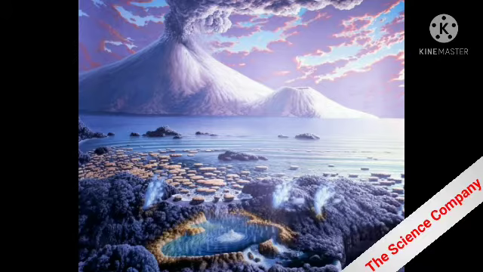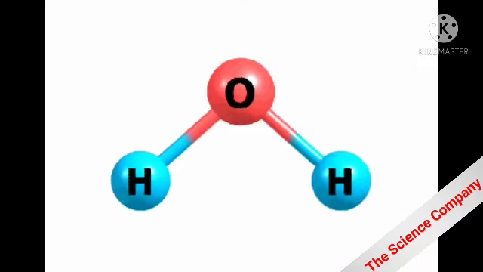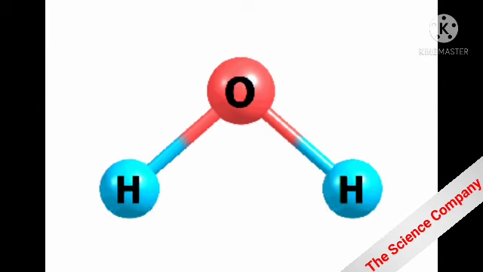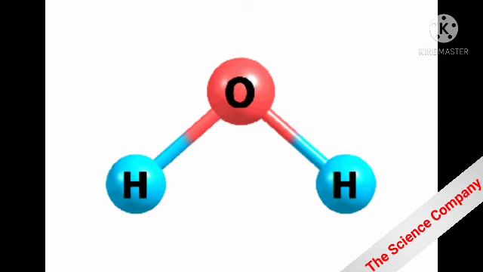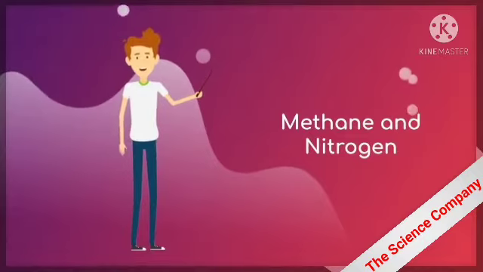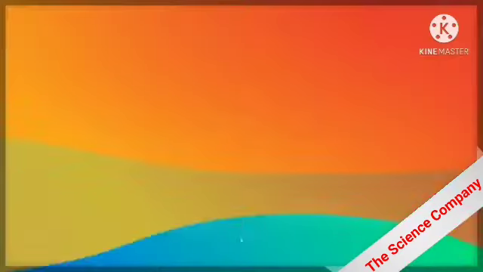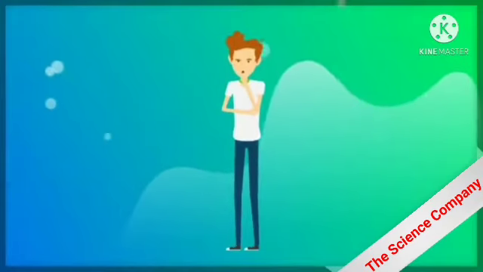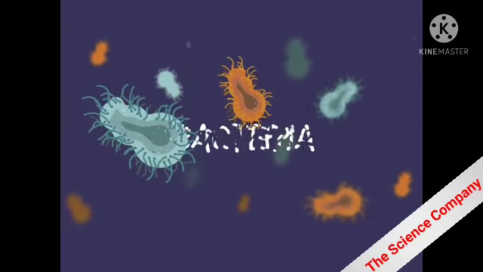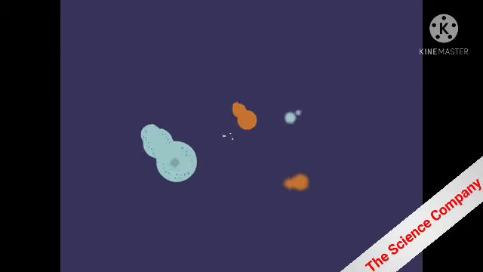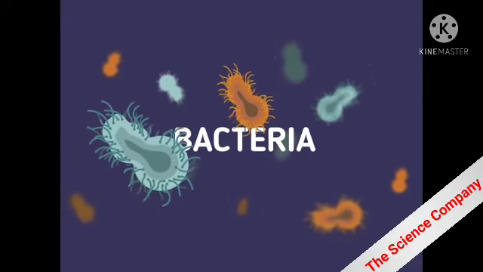At the start of the Archean eon, Earth was without free oxygen. Water molecules had oxygen, but they were bonded with hydrogen. In this eon, Earth's atmosphere was mostly methane and nitrogen. The earliest living organisms were microscopic bacteria, which show up in the fossil records as early as 3.4 billion years ago.